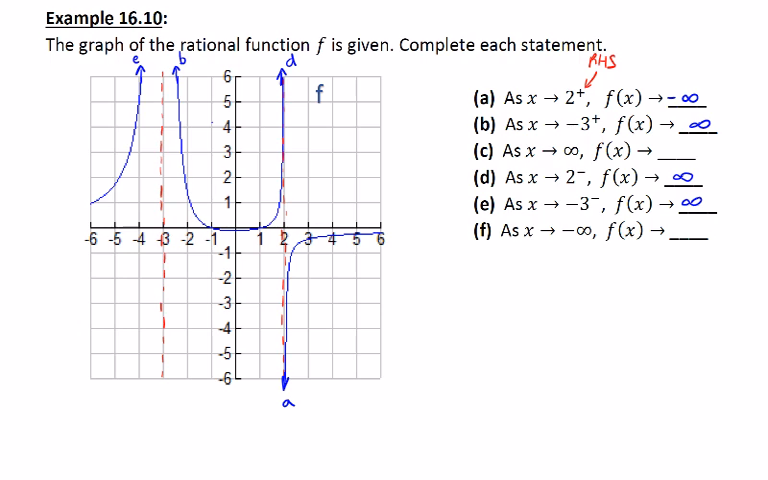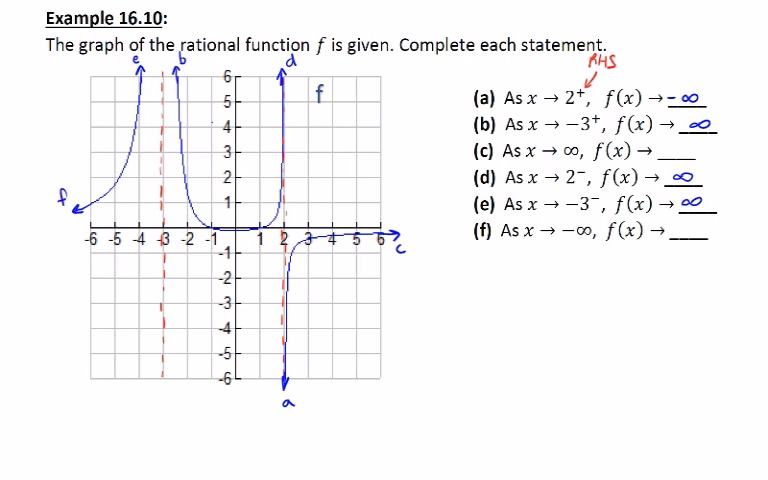Now statements C and F have x approaching infinity and x approaching negative infinity. Those would be analogous to the end behavior. So going off to the right, we have this arrow that's going to be for statement C, and then going off to the left, we will have another arrow here, and that's going to be for statement F.